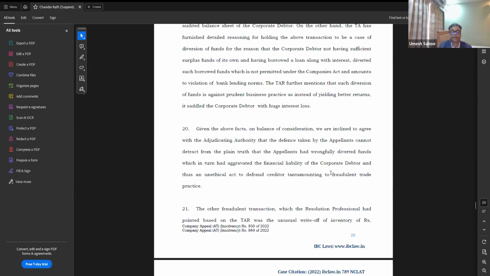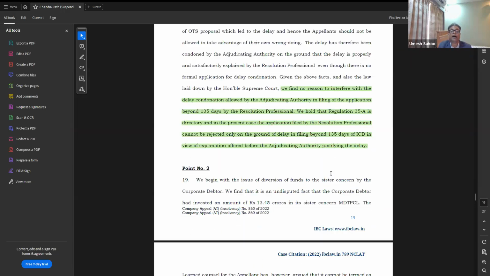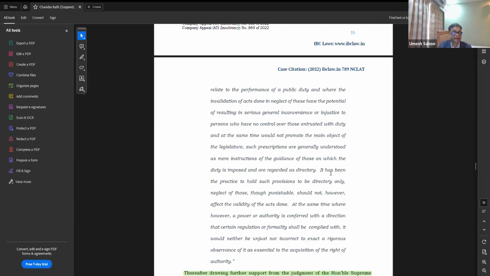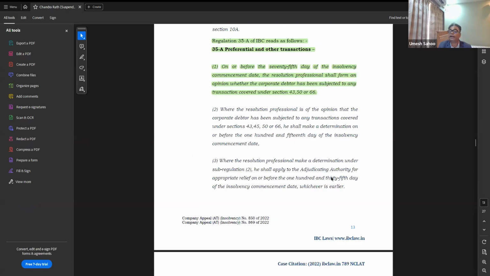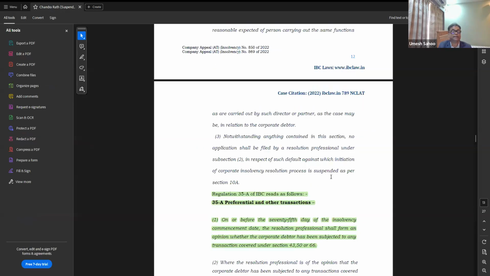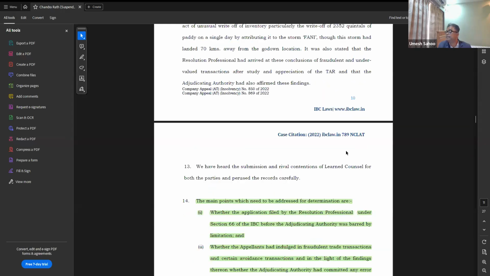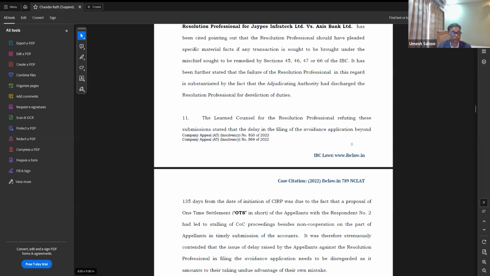Okay, thank you, sir. This is the question of law, and this is the finding of the court. This is the judgment which I have explained. But my request is that any learned friend or any of my respected senior professionals who have faced 35A can share their experience or any questions, then we can go further to the judgment we have planned to discuss.